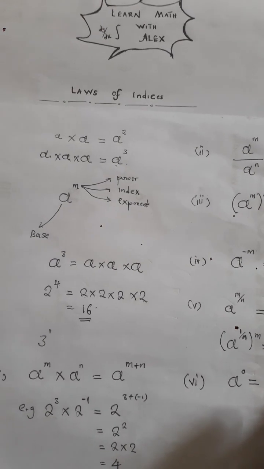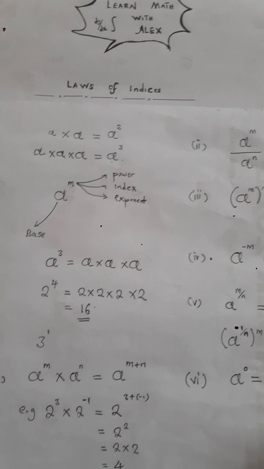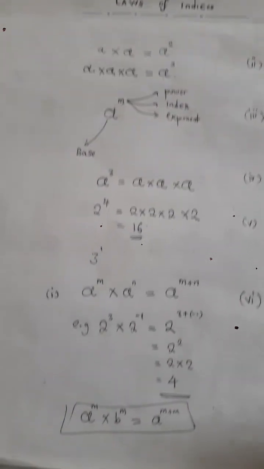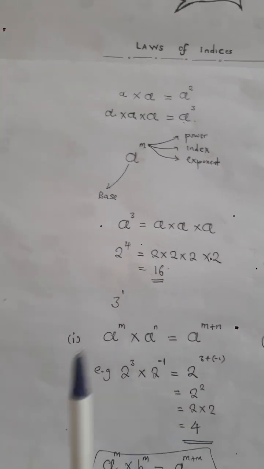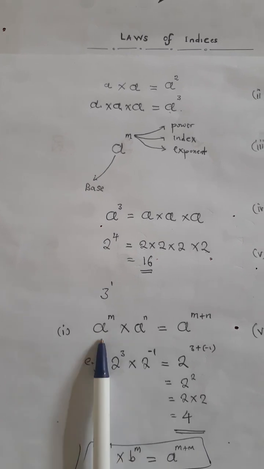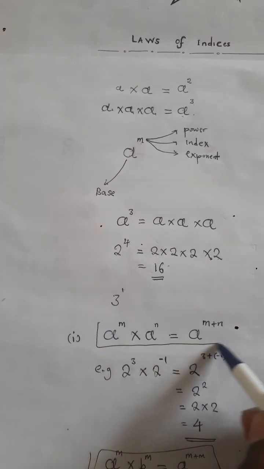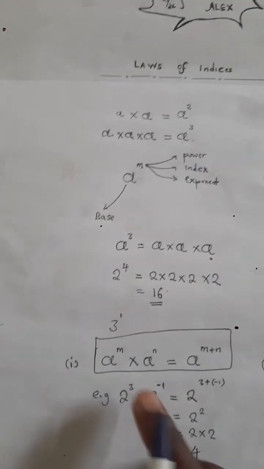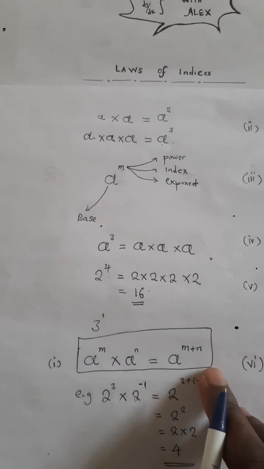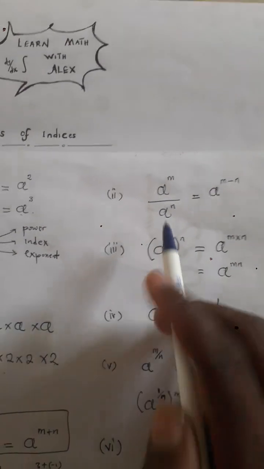The laws of indices, these are the most important ones. Let me just take you back to the first one. The first one is when you multiply numbers of the same base, you add the powers. Multiplying numbers of the same base, you add the powers. We move on to the second one.